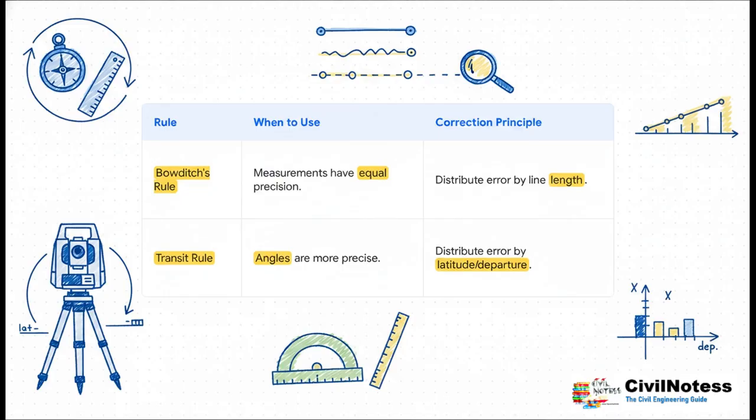You use this when you think your length and angle measurements were about equally good. It spreads the error out based on the length of the lines. The logic is, longer lines probably have more error, so they get a bigger piece of the correction. Then there's the transit rule. You use this when you trust your angle measurements more than your distance measurements, which is pretty common with modern tools. This rule spreads the error out in a different way, based on the latitude and departure values themselves.